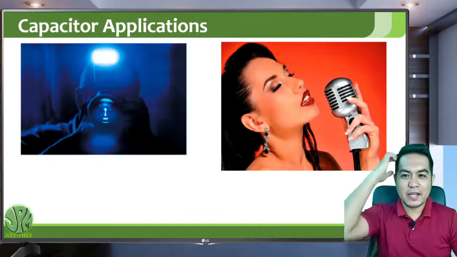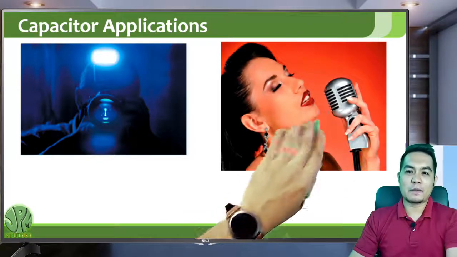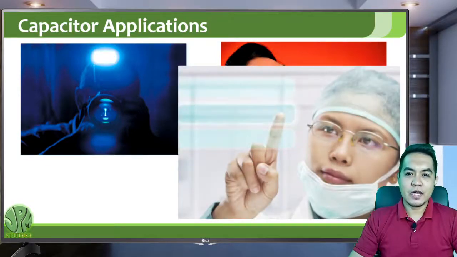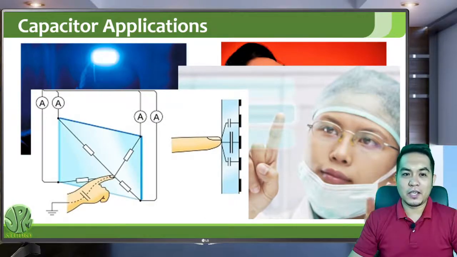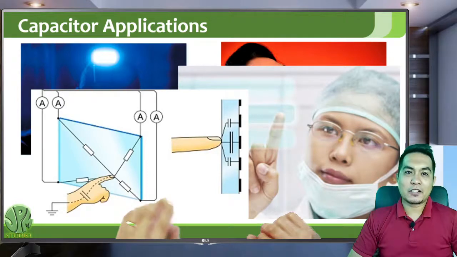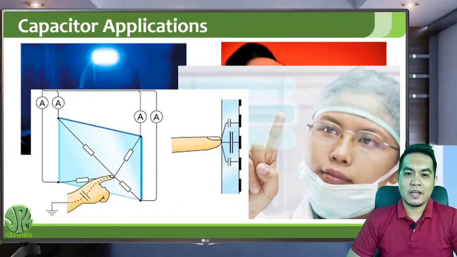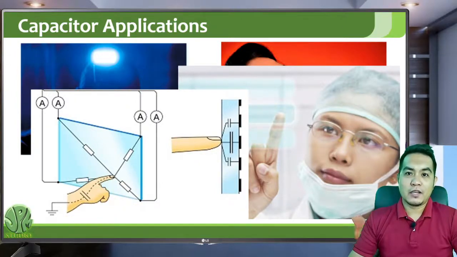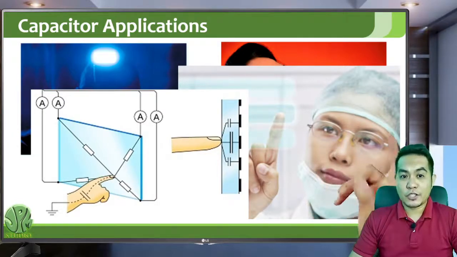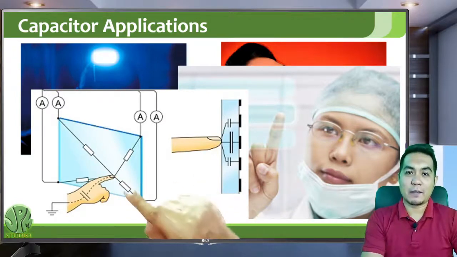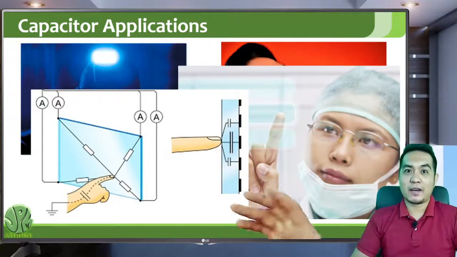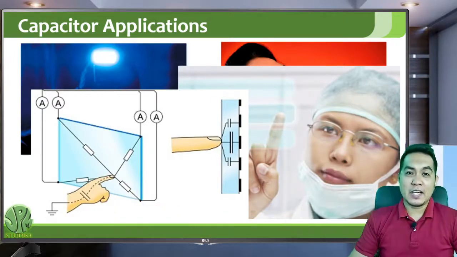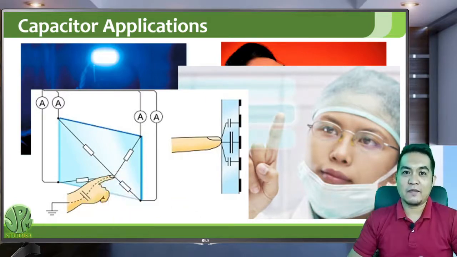Another application of capacitors is in condenser microphones. They use capacitor plates inside. Another is touchscreen technology. Your hand actually acts as a capacitor in that case, and the point where you touch the surface changes the capacitance, because your hand also acts as a capacitor and they will have a connection. In the last part of this lesson, we will be discussing the different types of capacitor connections and what the effects are if you connect two capacitors in different manners.